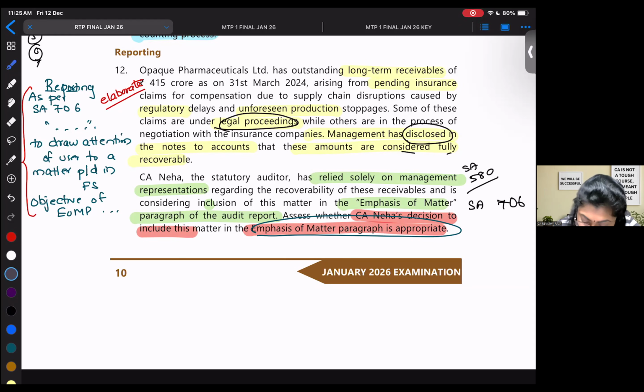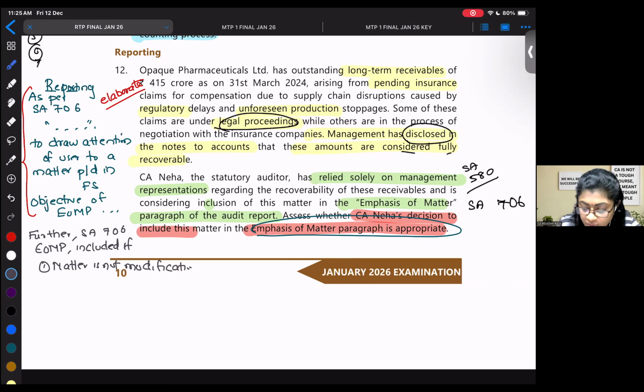Then you will add further. As per SA 706, EOMP will be included if the matter is not a modification. EOMP will come only if it is not a modification or not anything else? CAM. Very good, that's right. That is the second paragraph. This is the first paragraph, this is the second paragraph.